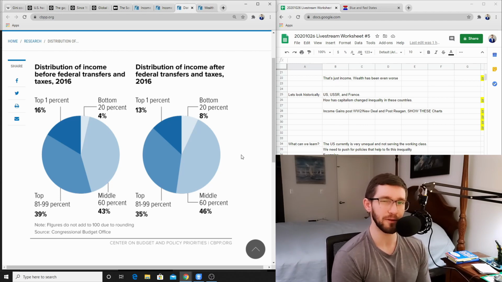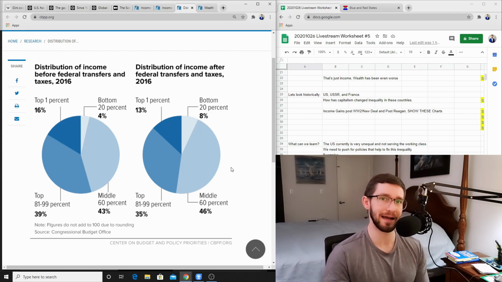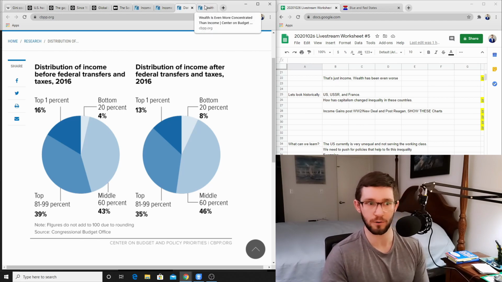A good example of that would be going back to the classic Warren Buffett line of how his secretary pays more in taxes percent-wise than he does, and talking in the 2012 election, whenever Romney was talking about how he pays only like 11% in taxes. Yeah, it's something to keep in mind when we're talking about wealth inequality and how to fix that.